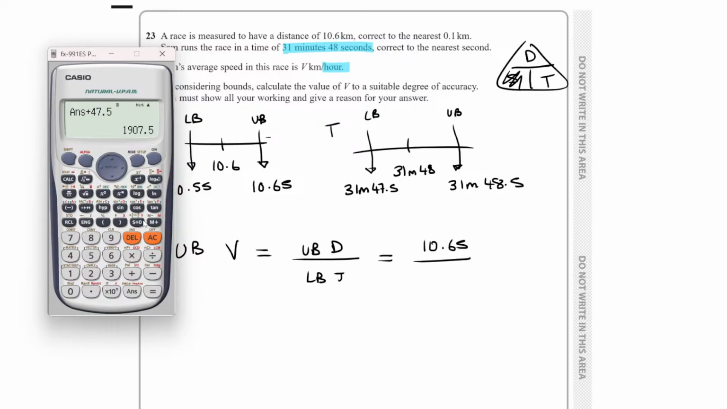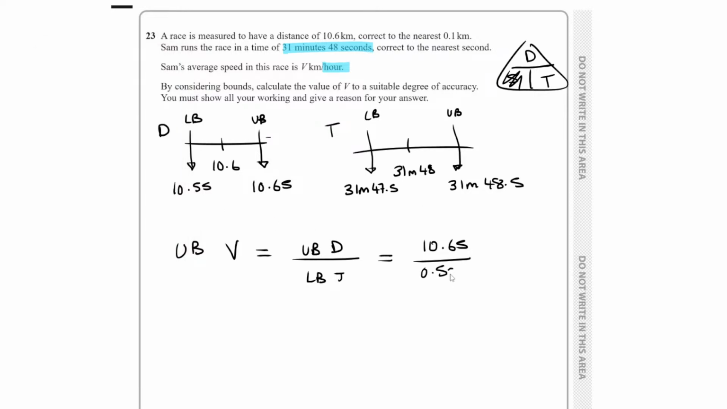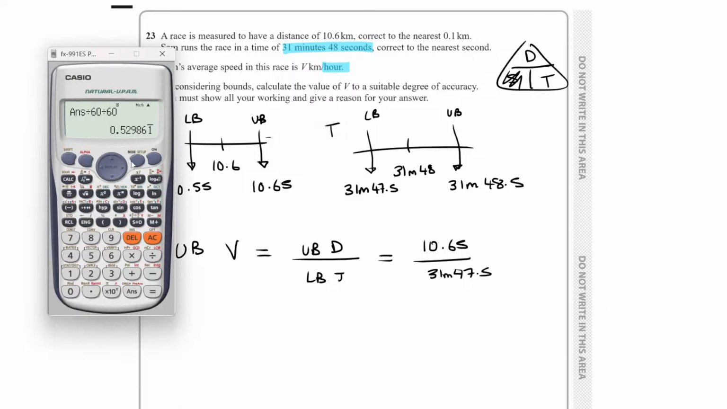I obviously want hours, right? So I need to divide that by 60 to make it into minutes again, and then also by 60 again to make it into hours. You obviously get this really horrible decimal, 0.52. Well, I guess for my working, I might just write down the 31 minutes 47.5. So they know which one it is, but obviously I'm not using that in my calculation, right? I'm using the hours. So I've got my answer here.